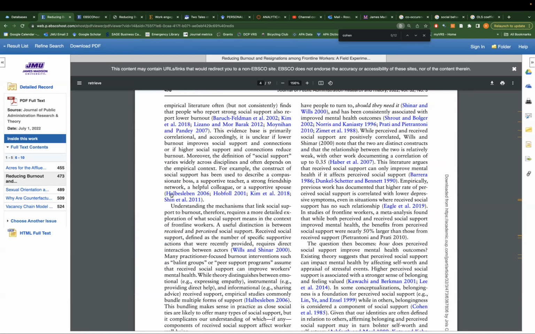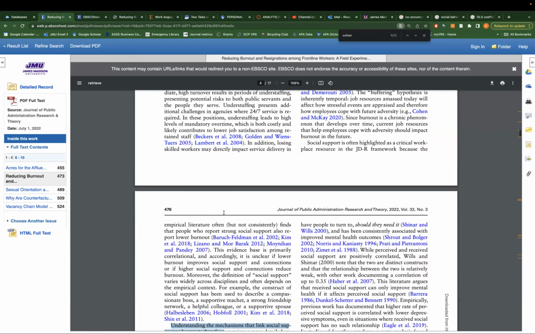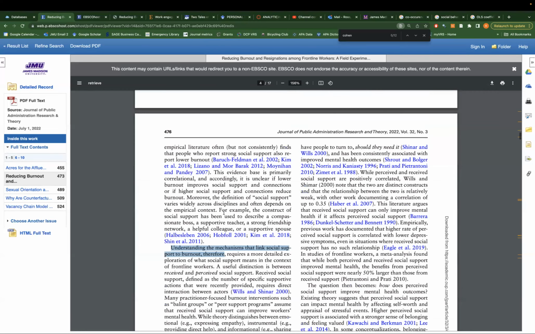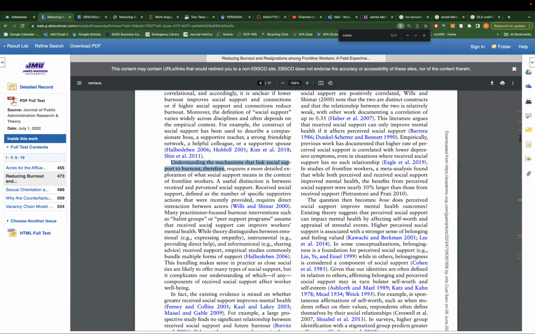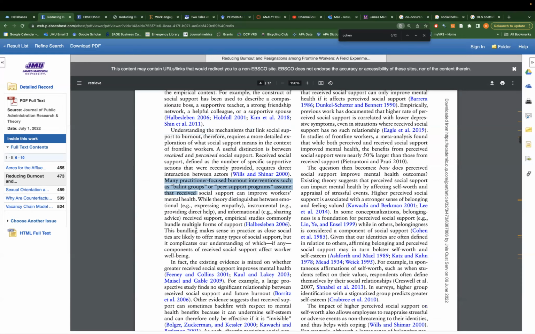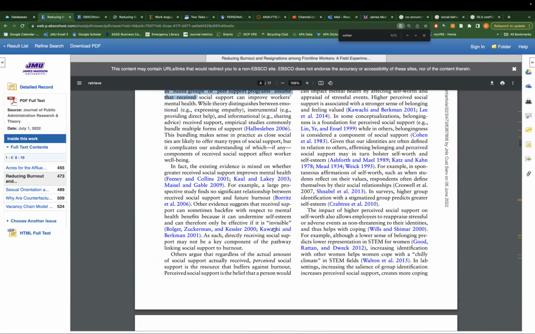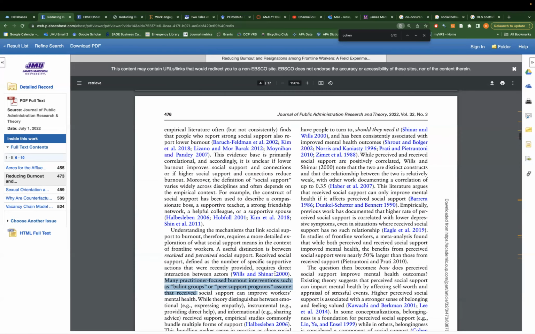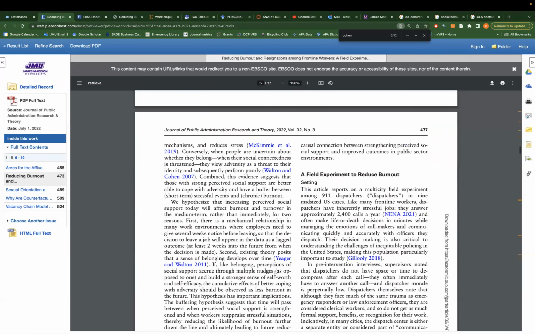Now they start going into how you would prevent burnout. They're talking about social support and connecting it to this model, the job demands-resources model, and explaining why social support would be able to decrease burnout. So this is all really good, important information. I would read all of this.